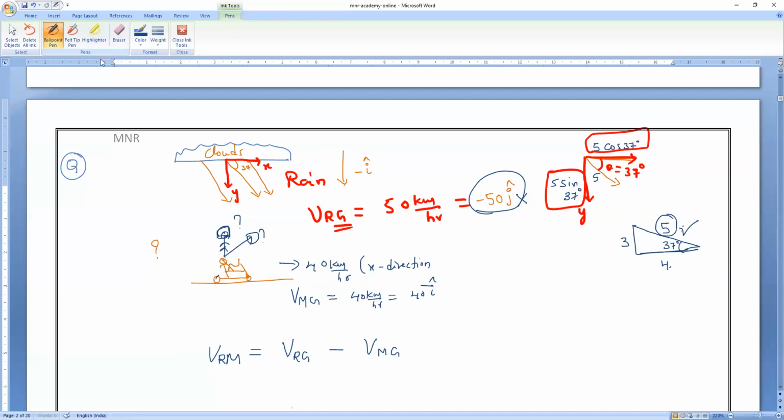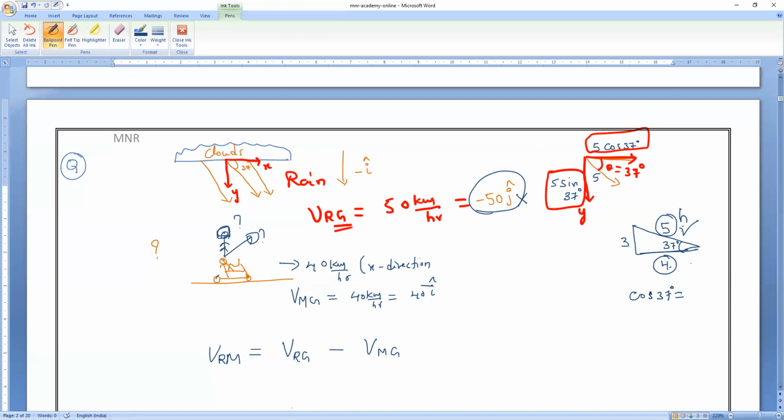Now let us find the cos 37 value. Can you tell me what the cos 37 value is? From the triangle, tell me, what is the cos formula? Class 10th mathematics. Cos means adjacent by hypotenuse. So which is adjacent now? This is hypotenuse.